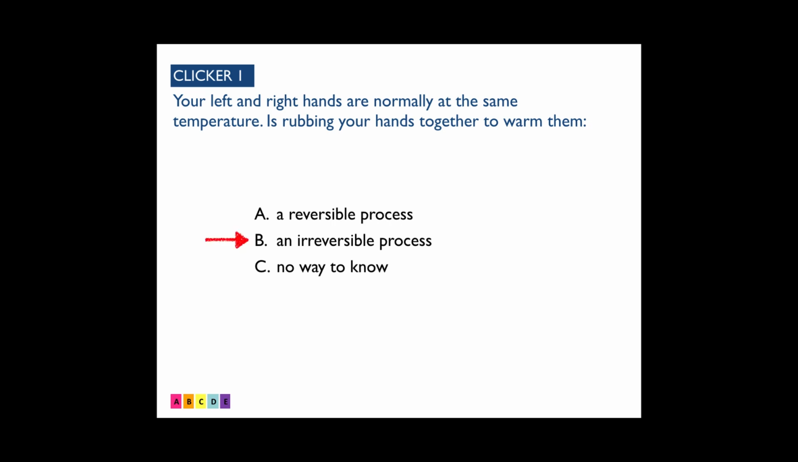So it turns out the answer is B. This is an irreversible process, okay? Just like sliding a book across the table, rubbing your hands together uses friction to convert mechanical energy into heat. The impossible reverse process would involve your hands spontaneously getting colder with the released energy forcing your hands to move back and forth. So your hands are never going to spontaneously get colder as the energy released from them getting colder makes your hands rub.